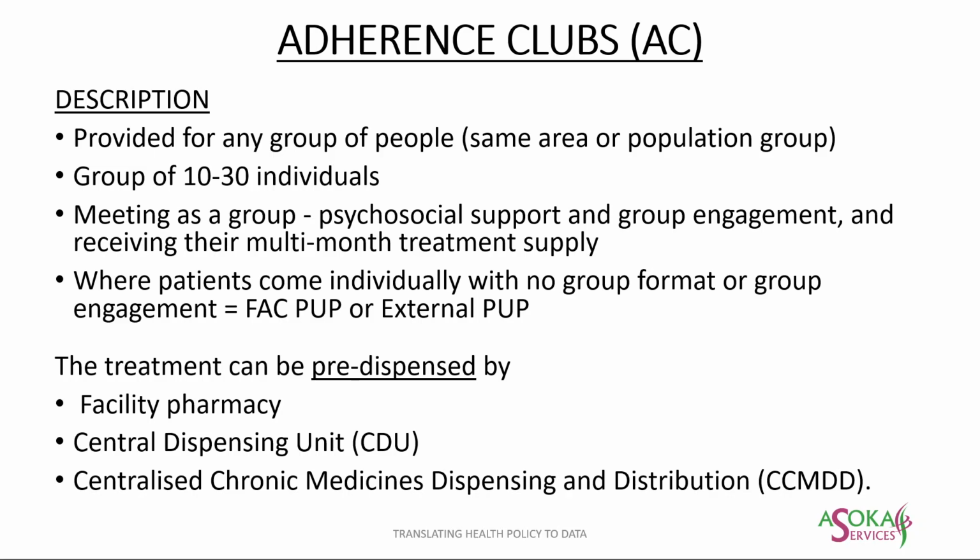The Adherence Club is another strategy. As a description, it needs a group of people from the same area, like closer to the clinic perhaps, or the same population group like your teenagers, or it could be family members together. That makes a group, and the group has to be between 10 and 30 individuals. This group has to meet together and collect the medication at the same time. If they are coming one by one, then it is not an adherence club.